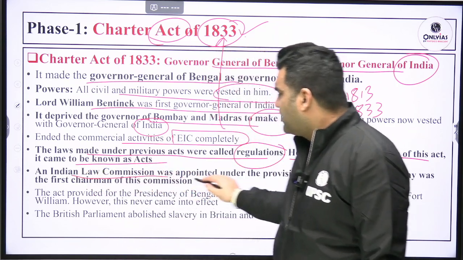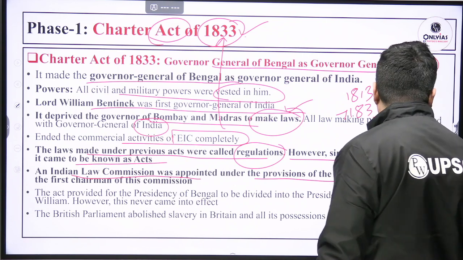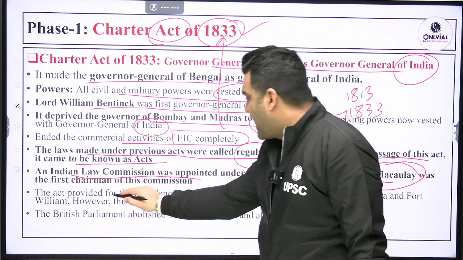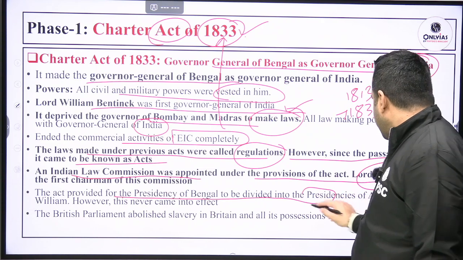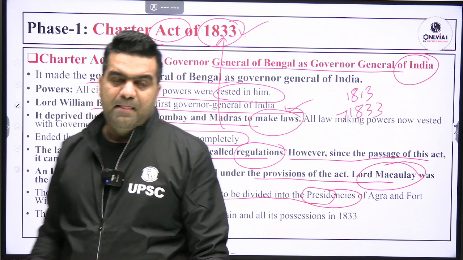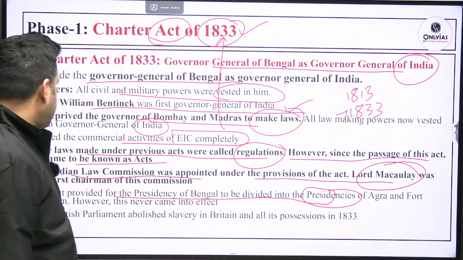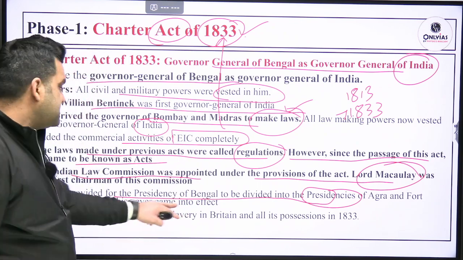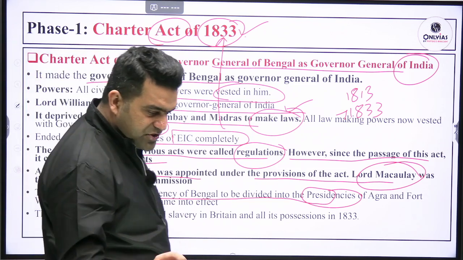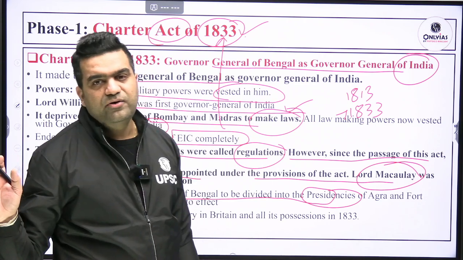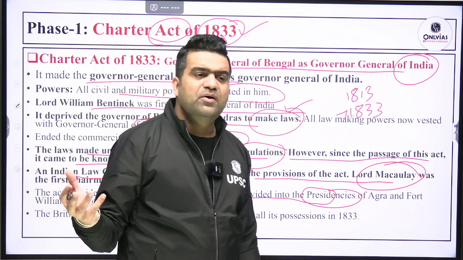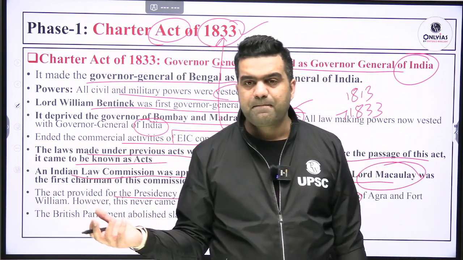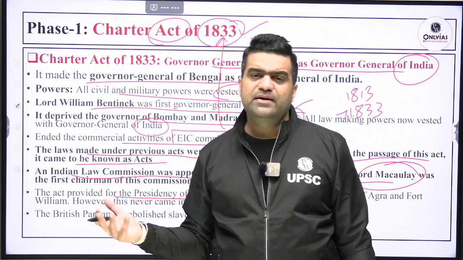Okay, an Indian Law Commission was appointed under the provisions of the Act. Lord Macaulay was the first chairman of the commission. Okay, the Act provided for the presidency of Bengal to be divided into the presidency of Agra and the presidency of Fort William. However, this never came into effect, even though it had a provision, but the provision was lying dormant. It was never implemented. Because why break a province which is working fine? It will unnecessarily invite problems.